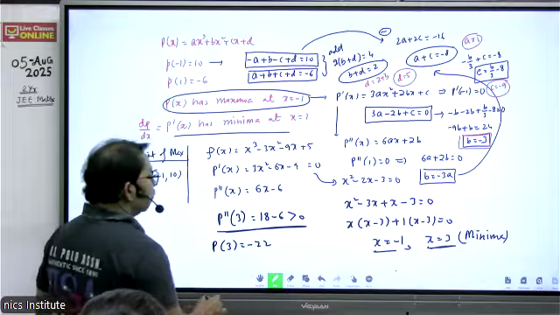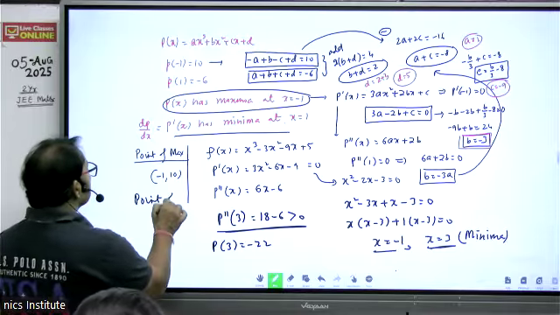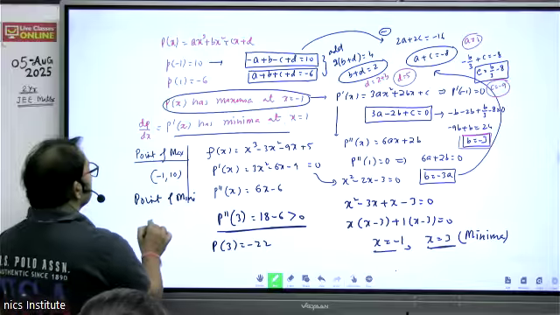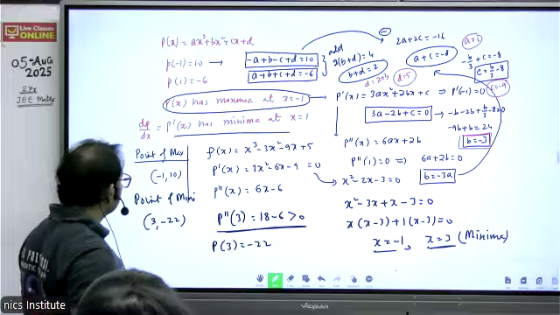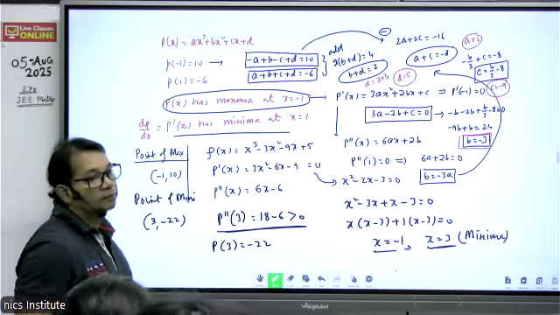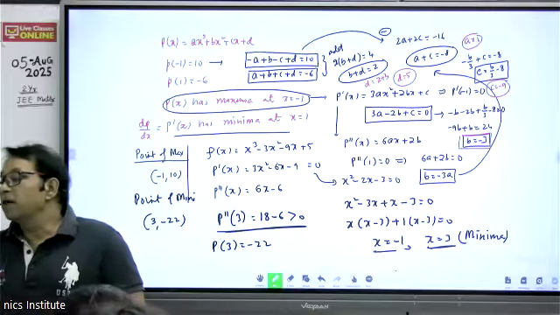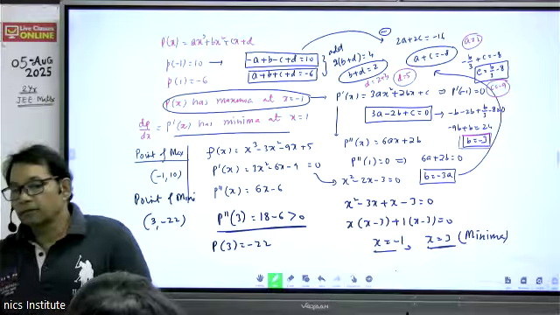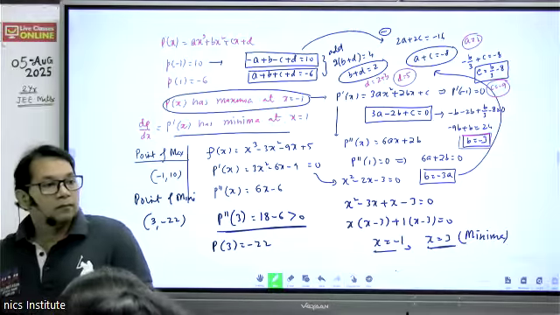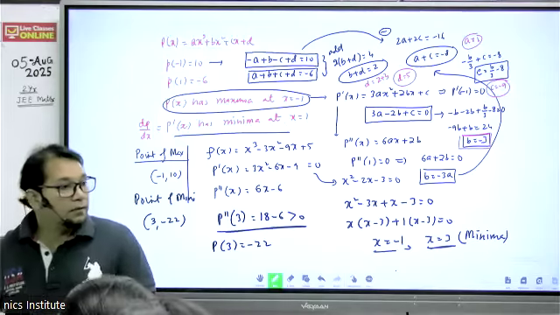So that means point of minima is 3 comma -22. -22, are you sure? Okay. So now you find the distance between them. Apply distance formula and you get your answer. Under root 1040. Okay.